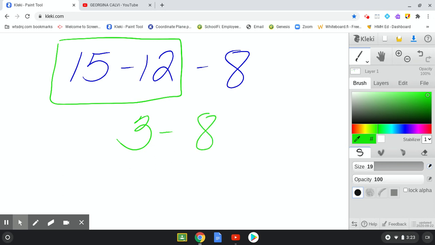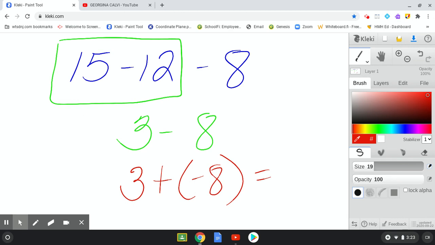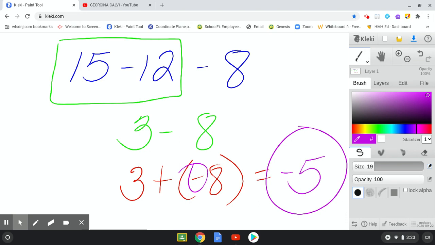Well, now this is a subtraction problem. I need to do keep, change, change. I'm going to keep my positive 3. I'm going to change my subtraction sign to addition. And that 8 currently is a positive. I'm going to make that a negative. Okay? So now I'm going back to my addition rules. Well, my signs are different, so I'm going to subtract the two numbers. I would get 8 minus 3 is equal to 5. And then I'm taking the sign of the bigger number. 8 is a larger number than 3, and along with the 8 is a negative, so I need to carry that over into my final answer, which is negative 5.